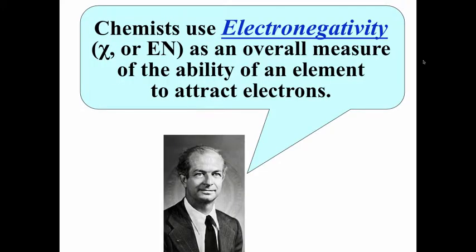Chemists use an idea called electronegativity, which is abbreviated EN, and sometimes symbolized by the Greek letter. It looks like an X, but it's chi. And this is an overall measure of how much an element wants to attract electrons. So it's a measure of the ability of an element to attract electrons. This idea is due to the famous American chemist Linus Pauling, who won a Nobel Prize for Chemistry and also won a Nobel Peace Prize during his career.